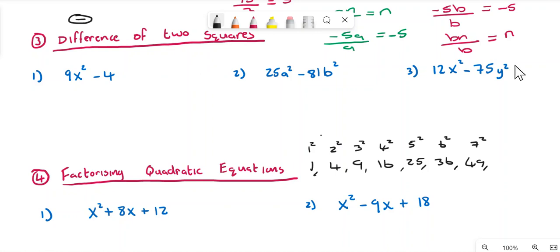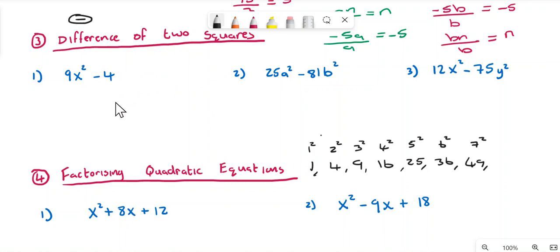So if we take this method, what we're looking for is a minus, so we can see that we have a minus here, and then we're looking for two square numbers. Okay, so the difference of two squares. We can see that the 9 here, for example, is a square number, and the 4 here is also a square number, so we can write these in square form.